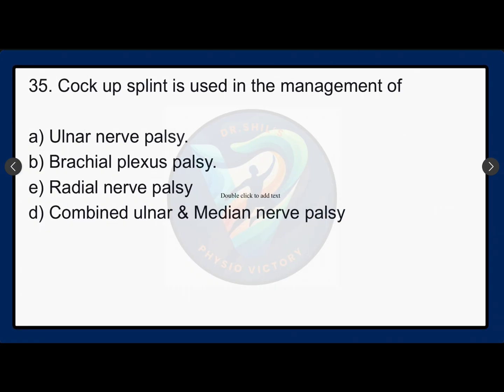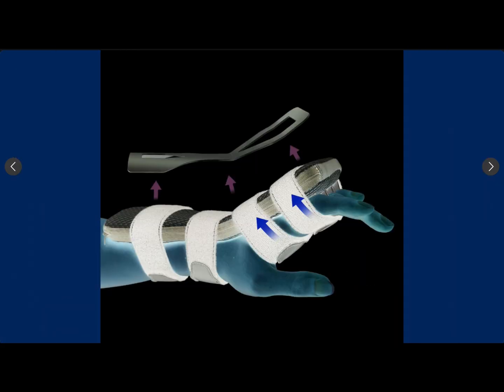Next question, question number 35. Cock-up splint is used in the management of option A, ulnar nerve palsy, option B, brachial plexus palsy, option C, radial nerve palsy, and option D, combined ulnar and median nerve palsy. Here the correct answer is option C, radial nerve palsy. So this is the image of a cock-up splint frequently used in clinical setups.